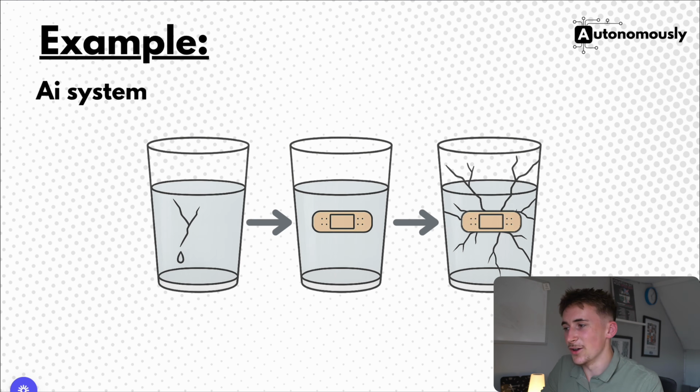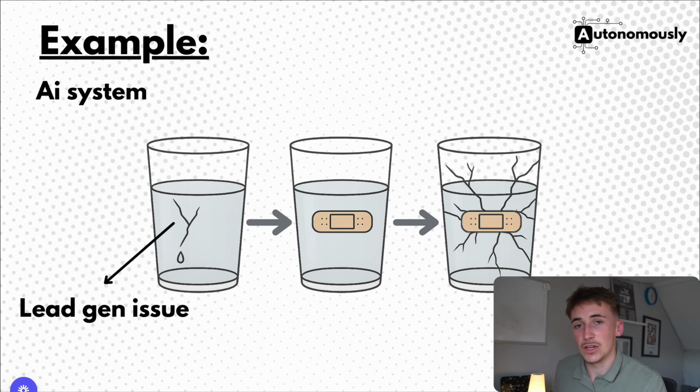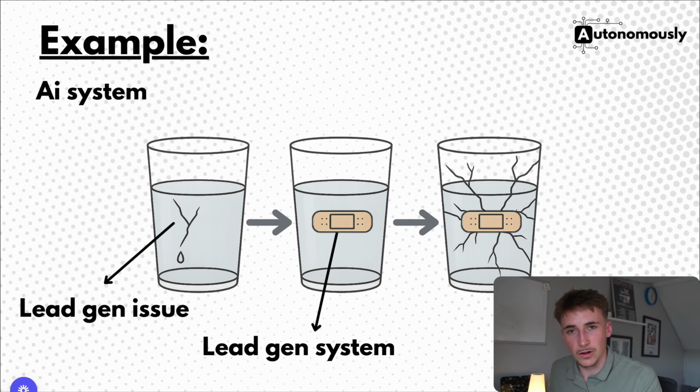So I made a little visualization so you could visualize this. To begin with, we have a cup and it's got a crack in it, and this is going to be an issue in a business. So it could be a lead generation issue. Company comes to you, they've got a lead generation issue. This is the crack in their cup of water. Or their glass of water, sorry.